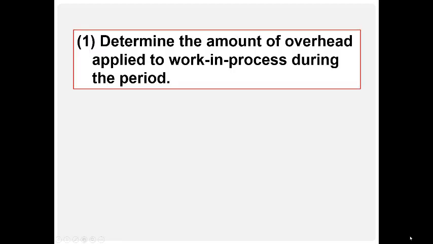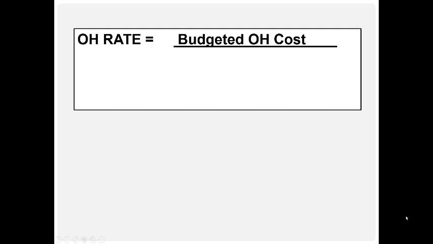Determine the amount of overhead applied to work in process during the period. Well, there's two things that you have to do in order to get this number. First, you have to compute your predetermined overhead rate if it's not given. It's not given in this problem, so recall that the predetermined overhead rate is computed by taking budgeted overhead cost divided by budgeted activity.